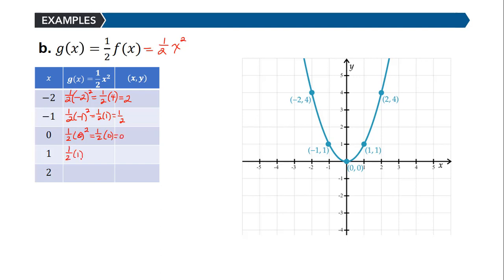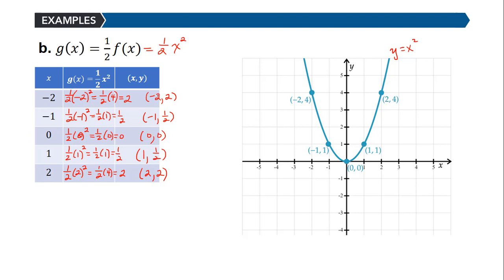1/2 times 1 squared is 1/2 times 1, or 1/2. And then 1/2 times 2 squared is 1/2 times 4, or 2. So we have the ordered pairs -2, 2, -1, 1/2, 0, 0, 1, 1/2, and 2, 2. So again, on my coordinate system, I have the graph of y is equal to x squared through those points, -2, 4, -1, 1, 0, 0, 1, 1, and 2, 4.